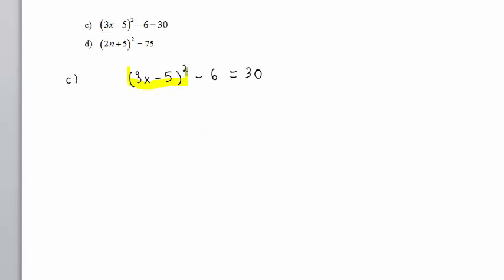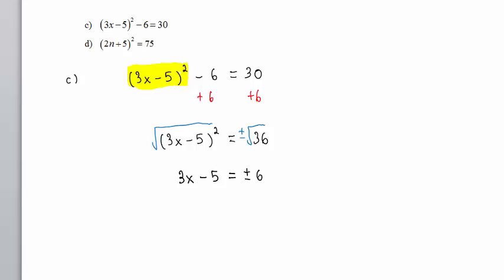In part C, the squared quantity is 3x minus 5 quantity squared. We must isolate this. First we add 6 to both sides. We get 3x minus 5 quantity squared equals 36. The squared quantity is isolated, so we apply the square root to both sides of the equation, incorporating a plus or minus. Now the square root of 3x minus 5 quantity squared is 3x minus 5. On the other side of the equation we have positive or negative 6.